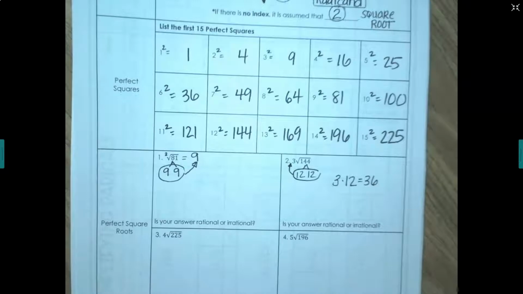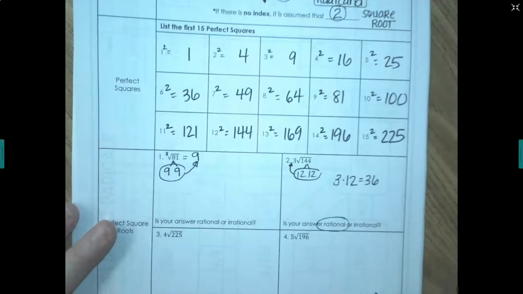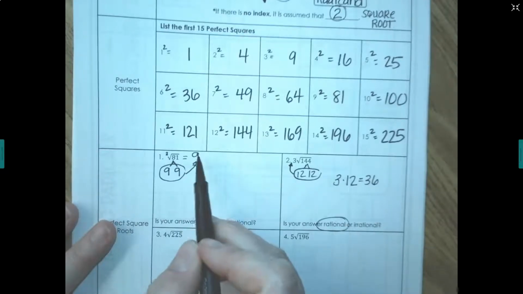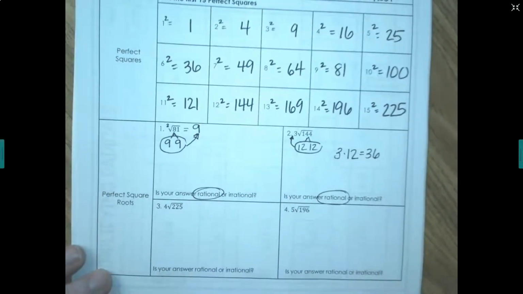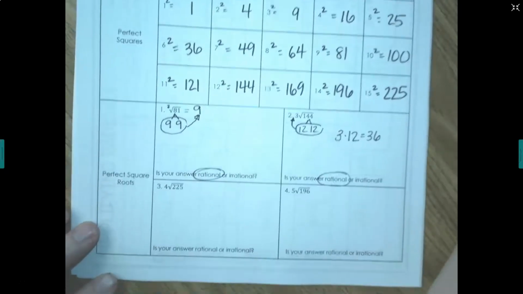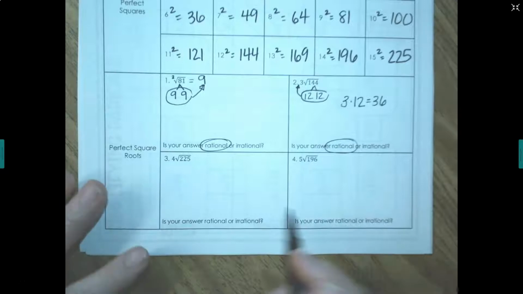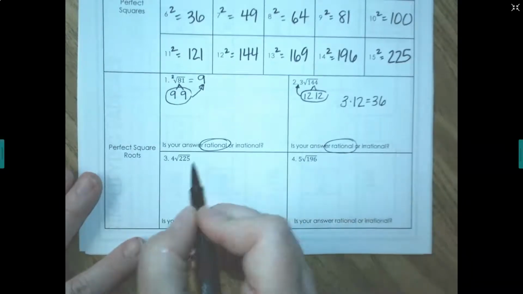Okay, so before we go any further, let's take a look. 36, this is a whole number. It's an integer. That makes it rational. 9 is a whole number, natural number. It's an integer. That makes it rational. Okay, when there's no radical left in your answer, because we were able to simplify this down, it's called a rational number. So 225 right here, that means that's 15 squared.